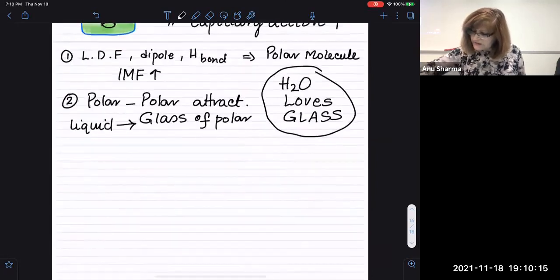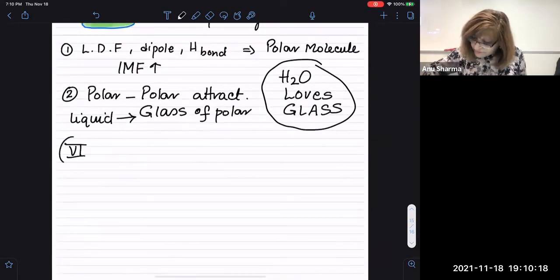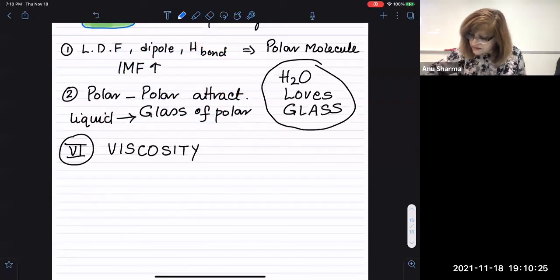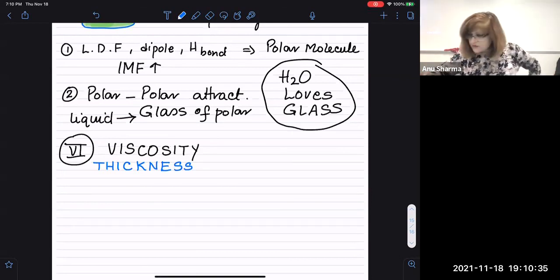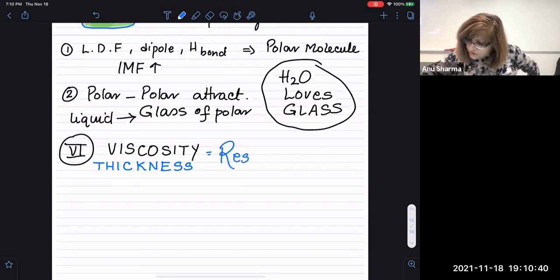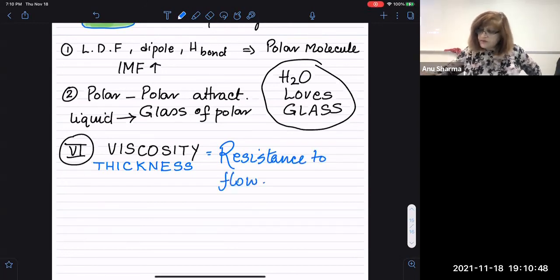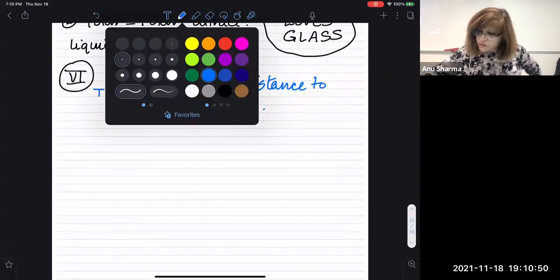Okay, the last piece is the viscosity. Viscosity is what? Thickness. This is just thick, thick, thick, like oil, like creams, like grease, like lotions. So it's thickness. Now, what causes that thickness? In other words, viscosity also means resistance to flow. Resistance to flow. Okay, so we see that in this resistance to flow, what do we see?